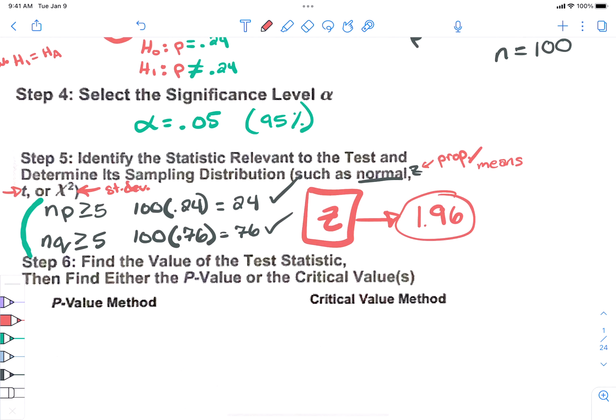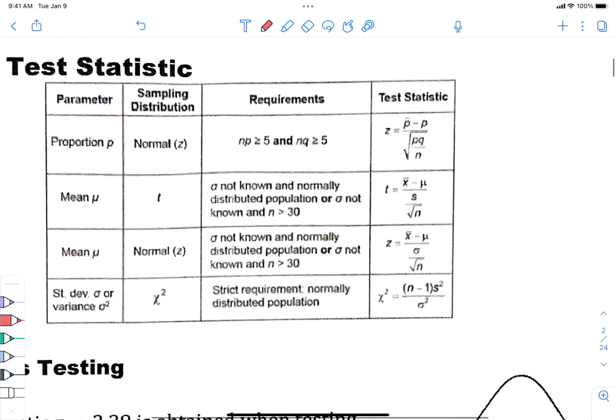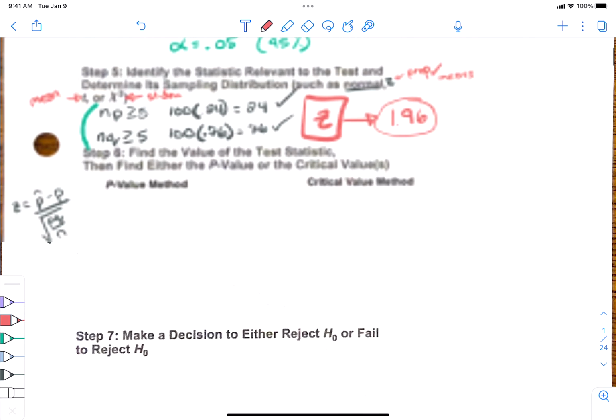Okay, so here's the deal. We're not going to go much further except for one more thing. Our Z is 1.96. That's the Z that we're going to use. On the back side of this paper, depending on whether we're doing a proportion, a mean, or a standard deviation, we use this formula for something called a test statistic. We're comparing a number to another number, like the 27% to the 25% or 24%. We have a test statistic.